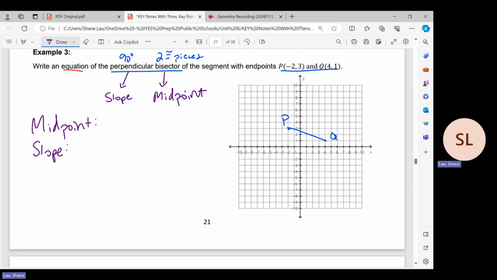With midpoint, of course, we have the midpoint formula, x1 plus x2 divided by 2, y1 plus y2 over 2. Plug in the values that we have. We're going to get -2 plus 4 over 2 and 3 plus 1 over 2. We simplify that down. We're going to get (1, 2). And we'll go ahead and mark that in as well, right there. We'll call it M for a bit.